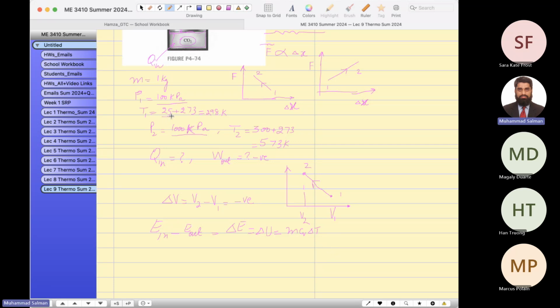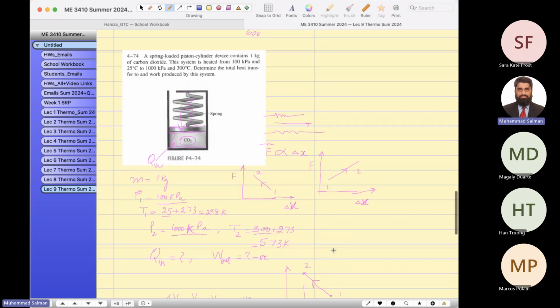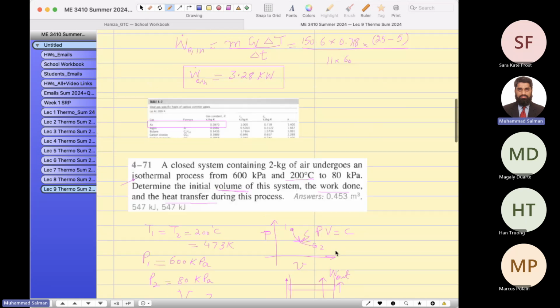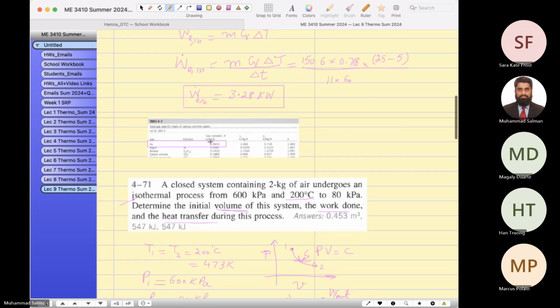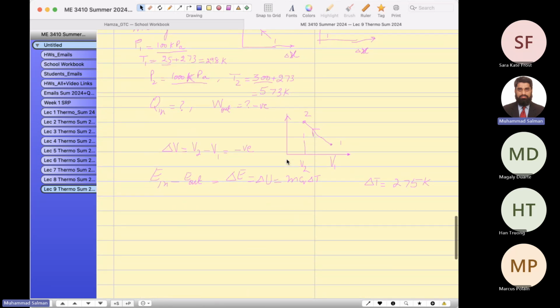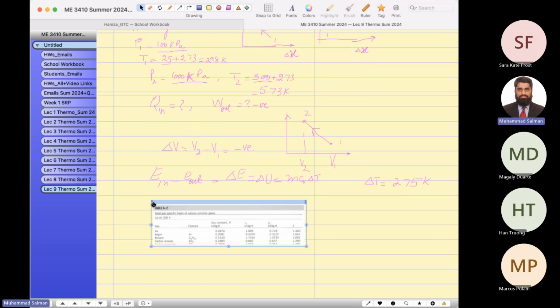Initial temperature is 25, final is 300. So can I write down delta T would be equal to 275 Kelvin. And Cv for carbon dioxide. Yes, we do have the information in this table. So let me copy this table here, A-2. This table is at the end of the book, A-2.